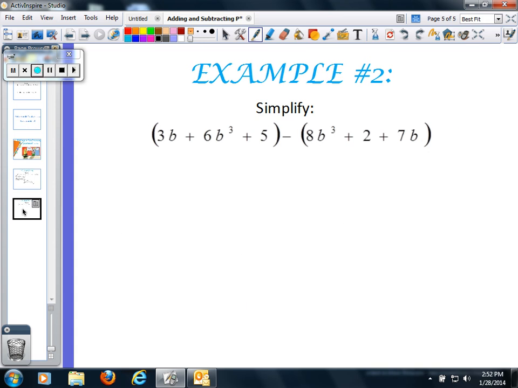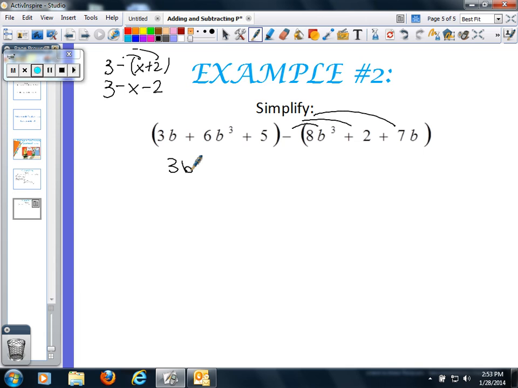Now on number 2, we look at this, and I've got 3b plus 6b to the third plus 5. I have a minus sign, and I have 8b to the third plus 2 plus 7b. Let's take a number example here. If I have 3 minus x plus 2, you have to distribute this, which gives me 3 minus x minus 2, and then I would combine my like terms. So I have to do the same thing here.